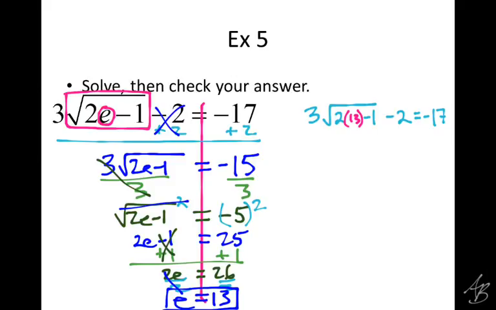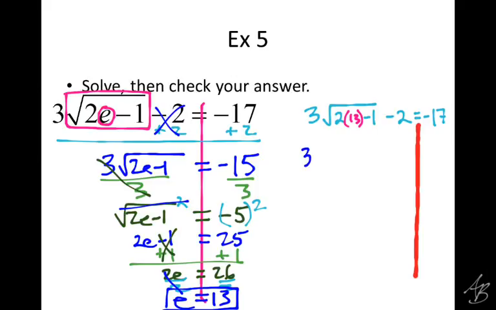Alright, so now we're not trying to get the square root by itself, we're not trying to get a variable by itself, we just need to simplify here. So when we simplify, the right side is going to stay negative 17, we just want to see if we get the same thing on the left. So inside of the parentheses, we want to multiply first. What's 2 times 13?